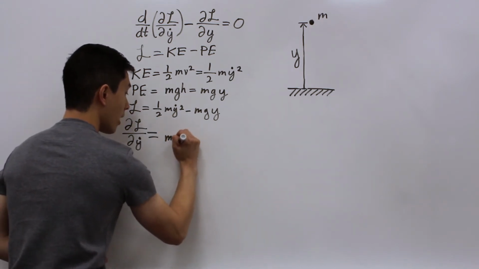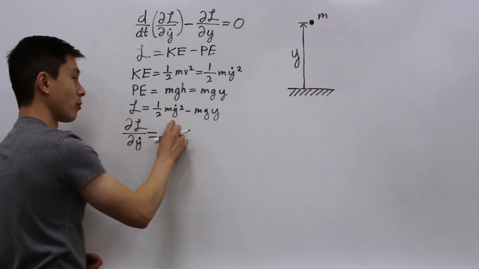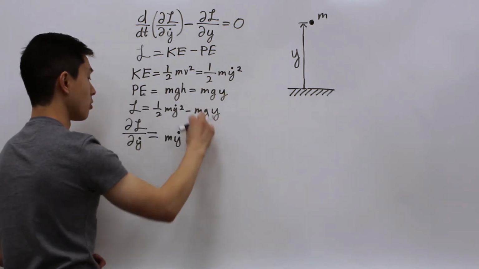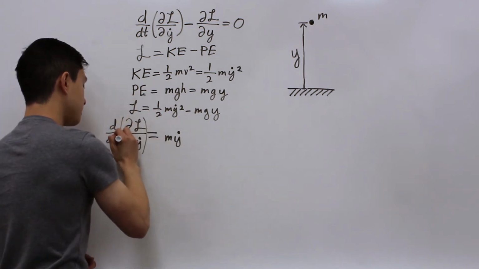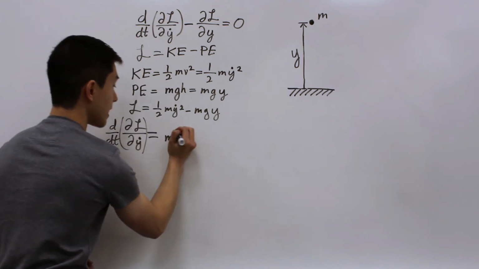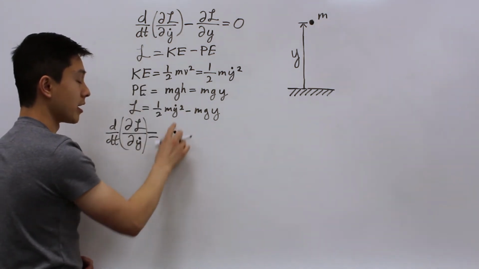m y dot. As you can only find a derivative of the first term, which has the y dot, and the second term just goes to 0, as there's no y dot. We can find the time derivative of this term, which is what we need to do here, and just add a second dot right here, as the time derivative of m y dot is just m y double dot.